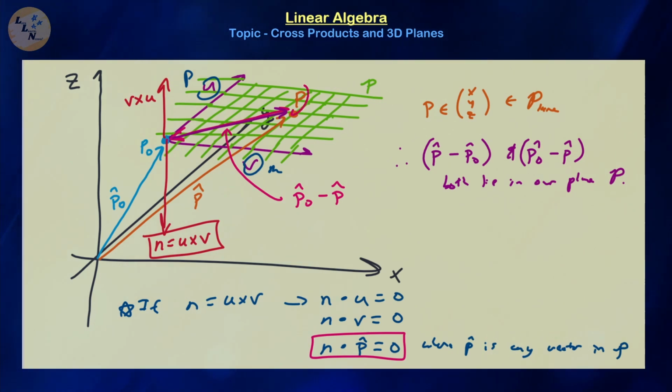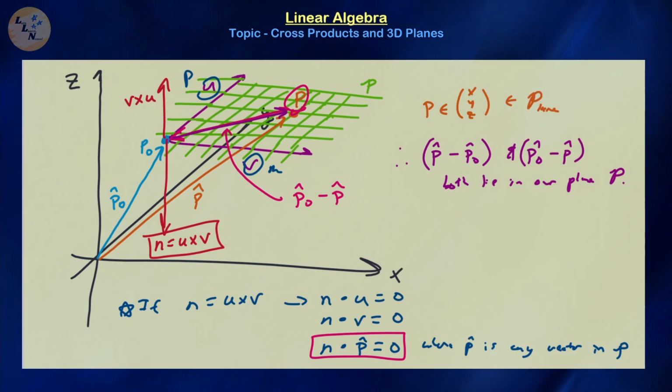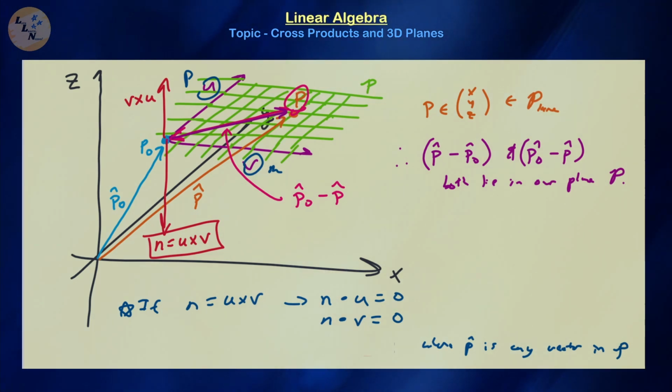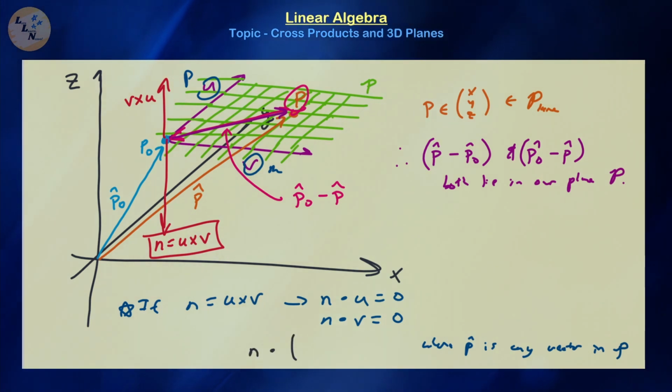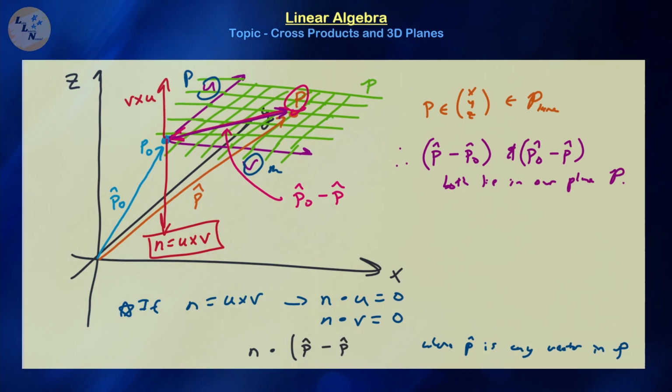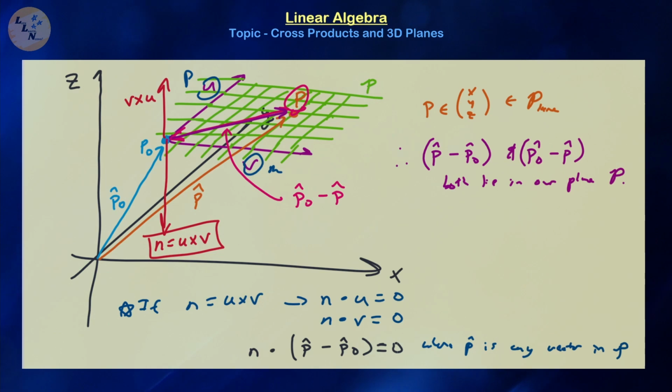So regardless of where this point P is, the vector associated with it, for example, P hat 0 minus P or P minus P0, whichever vector you're interested in. I guess I should be writing that instead because I have P hat written there. So let's just write it as n dot product with P hat minus P hat 0. Right? That is going to be equal to 0 because P hat minus P hat 0 belongs to our plane, so n is going to be orthogonal to it.